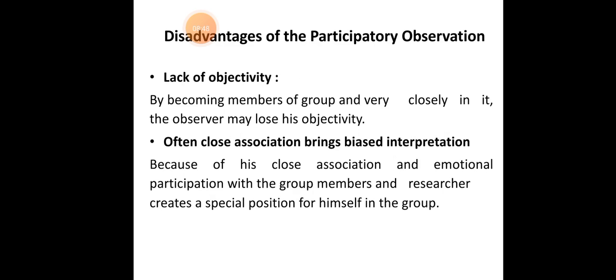Next is about the disadvantages of participatory observation. In that, first one, lack of objectivity. By becoming a member of the group and getting very closely involved in it, the observer may lose his objectivity because his emotional and sentimental association with the group kills his impartiality and unbiased analysis.